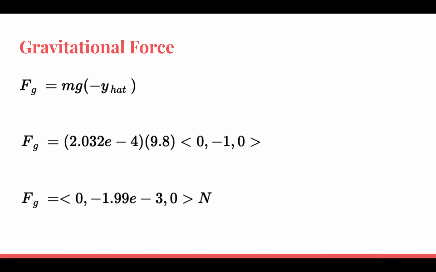To calculate the gravitational force, I used Newton's second law to plug in values for mass and acceleration due to gravity to find that the gravitational force acting on the top tape must equal 1.99 times 10 to the negative 3 newtons acting downwards in the negative y direction.